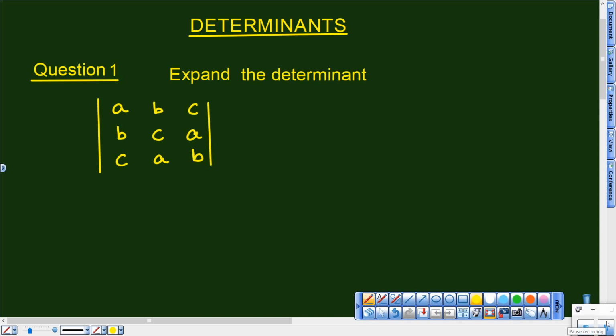This is the first question. Expand the determinant. The first row is A B C, B C A, and C A B. This determinant is also known as circulant determinant. This is a very frequently used determinant in several topics. So let us dwell upon this determinant and expand it.